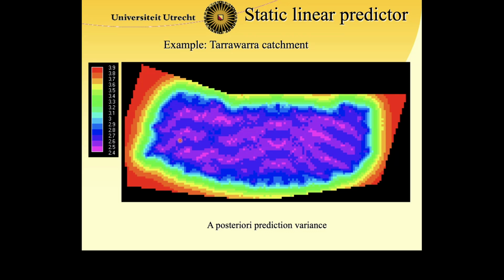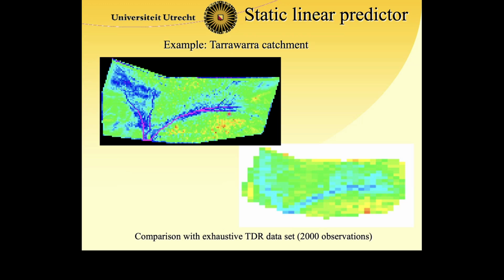Now, is this any good? In this case, we also have the map based on 2000 TDR data. So if we look at our prediction fields after updating with the static linear predictor and the almost exhaustively sampled field, you see that we're doing a pretty good job. So that actually shows the power of the static linear predictor, which is a very simple way of applying a Kalman filter type of predictor for a static property like soil moisture at a given time.